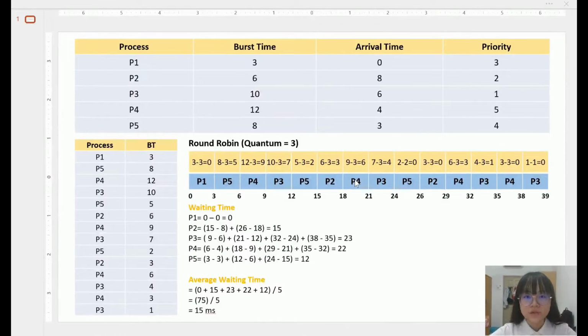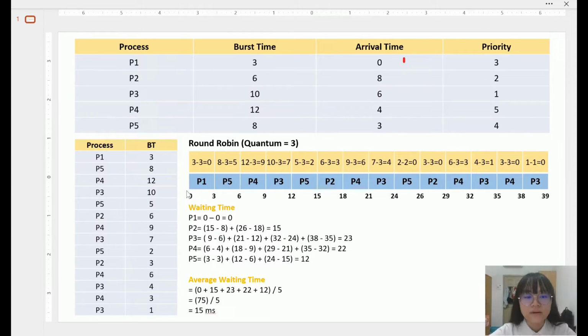Morning, sir. My name is Wong Xiongyi. Today I will explain the question and solution for round robin. The quantum is 3. So the first one will be process 1 because the arrival time is 0. So it will be the first one.